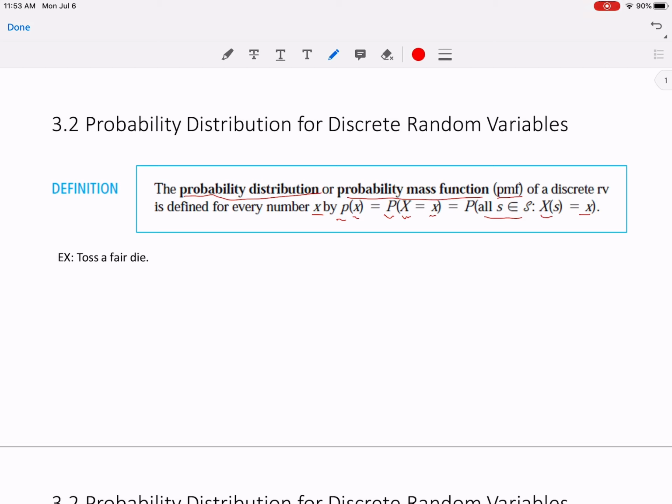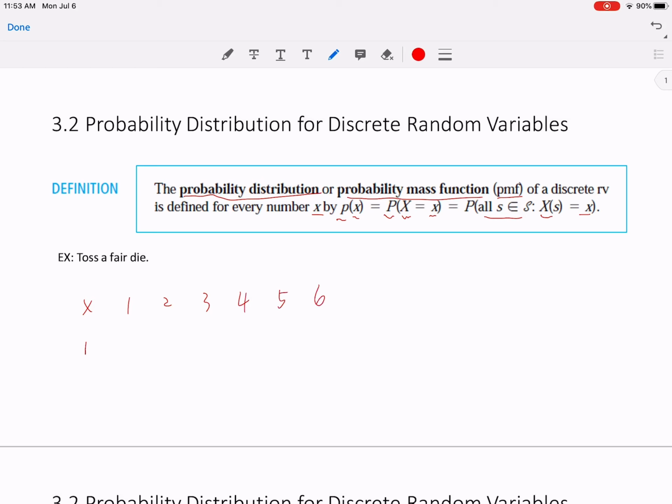So actually the definition looks a little bit abstract. Let's take a look at an example here, and I believe this example will make everything clear. Toss a fair die. Now if we toss a fair die, first of all, what kind of possible values could we have? So x could be 1, 2, 3, 4, 5, and 6, right? Because we're tossing a fair die.